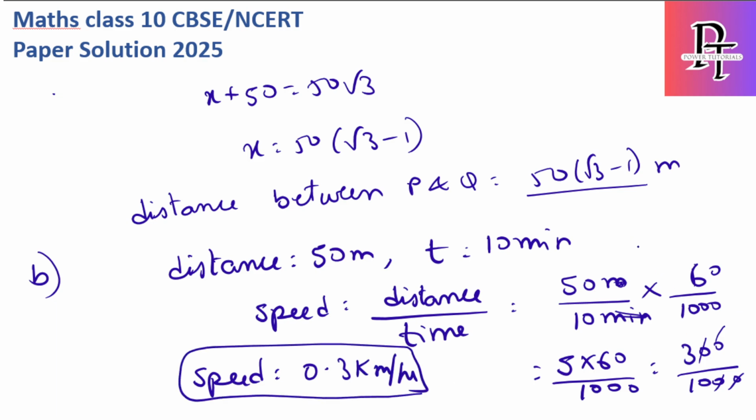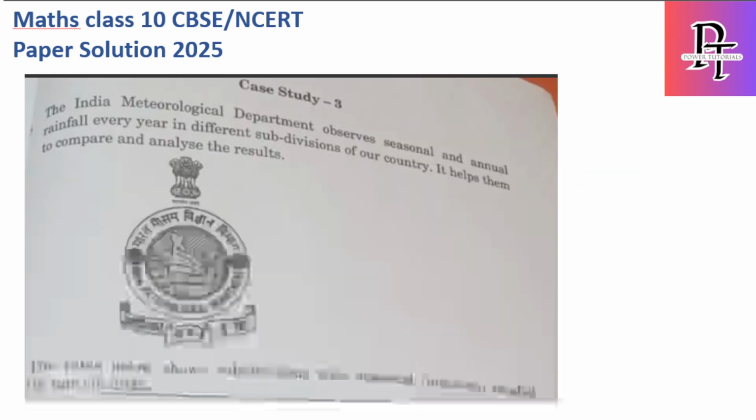If you stop it here, then it will be 5 meters per minute. It's not even meters per second. So you have to convert meters into kilometers by 1 by 1000, minutes into hours by 1 by 60. So 5 into 60 by 1000, 300 by 1000, zeros cancel, 3 by 10 is 0.3. So speed is equal to 0.3 kilometers per hour. So this second case study is also done. Let's solve the last question of our question paper.